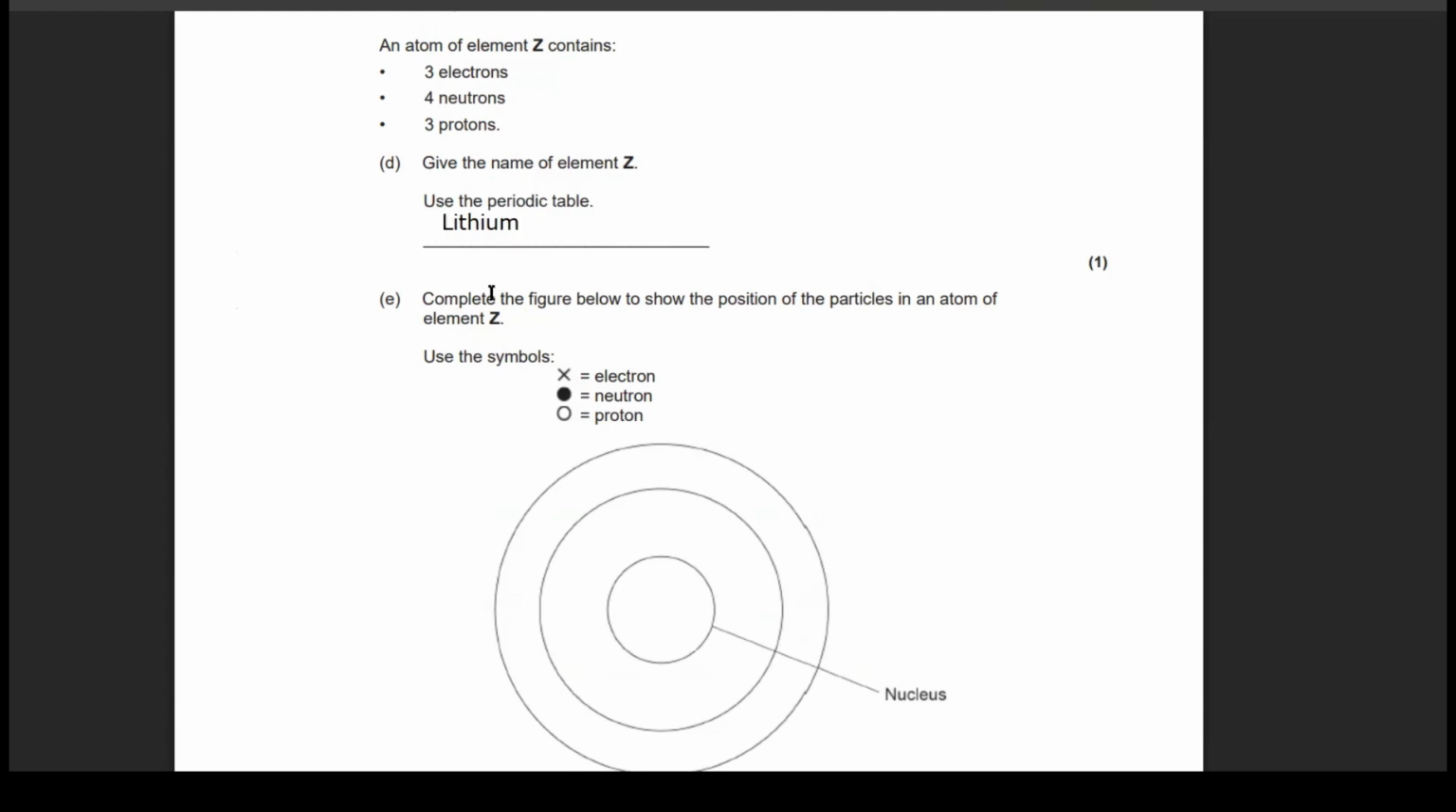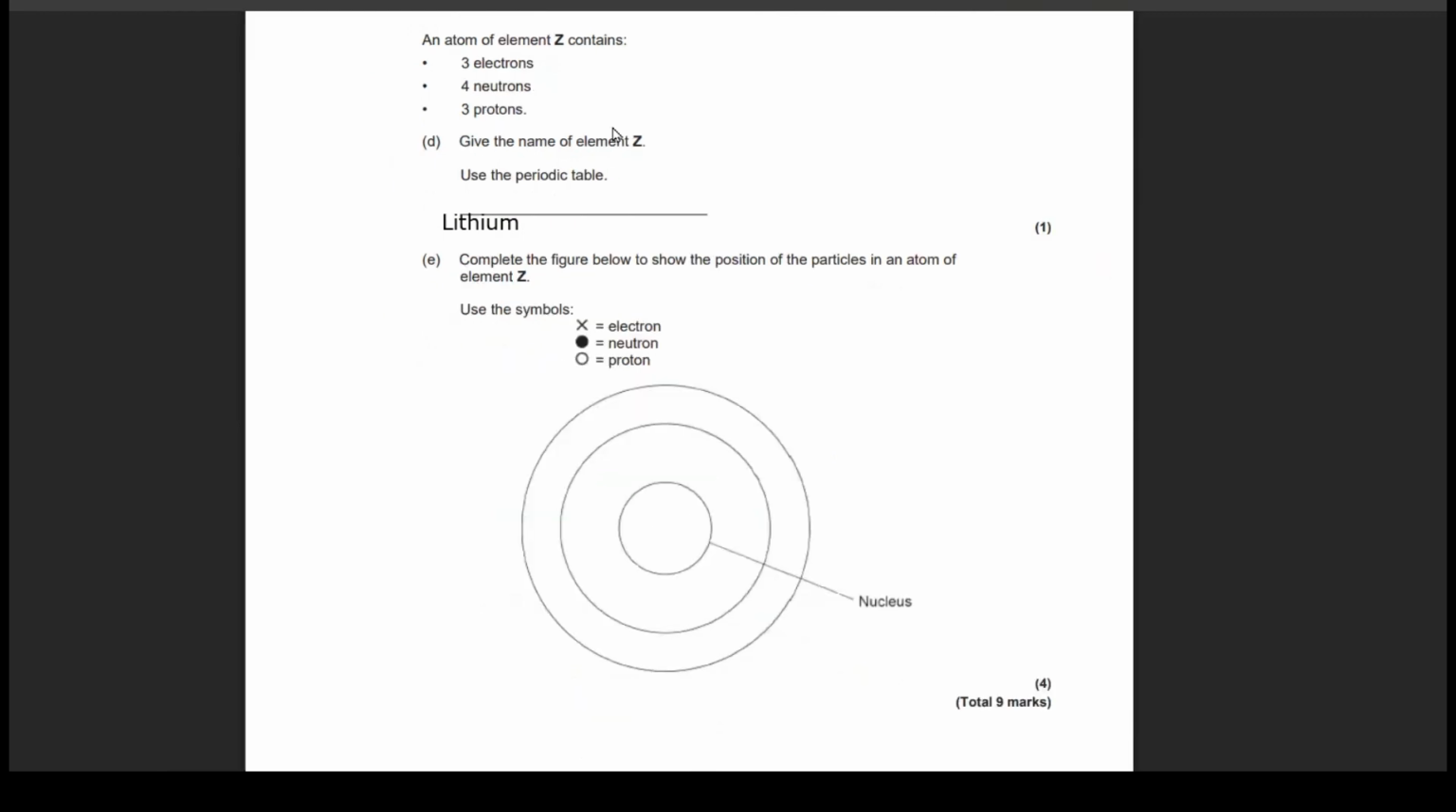And then we're being asked here, complete the figure below to show the position of particles in an atom of element Z. They want us to draw neutrons, protons, and electrons. So this is going to be worth at least 3 marks, he says. Yep, so this is worth 4 marks. That is a nice question, right? So what I suggest you do is grab a pen, grab some paper, draw these 3 circles out, and then see if you can place the 3 electrons, 4 neutrons, and 3 protons in the correct places. Right. Unpause your video. I'm going to show you how to do it.